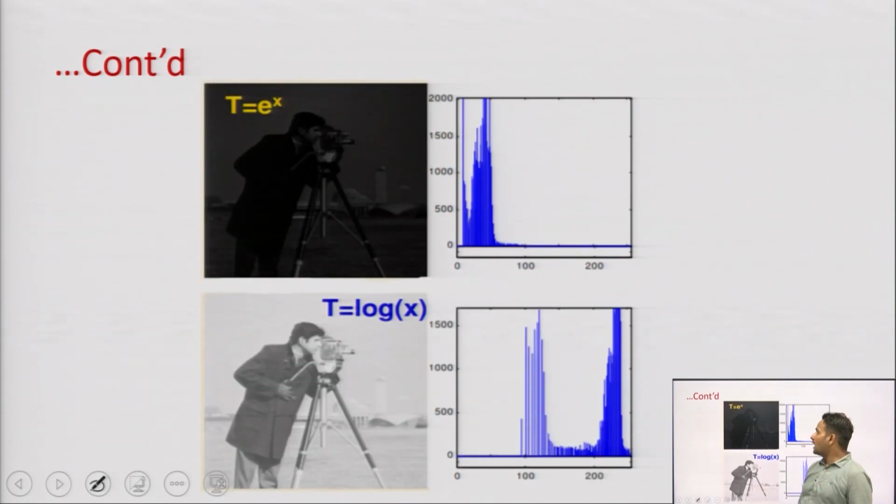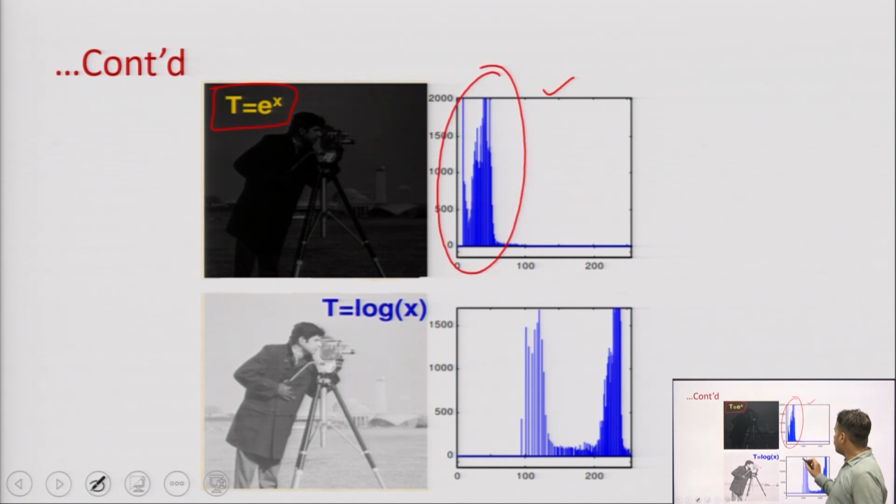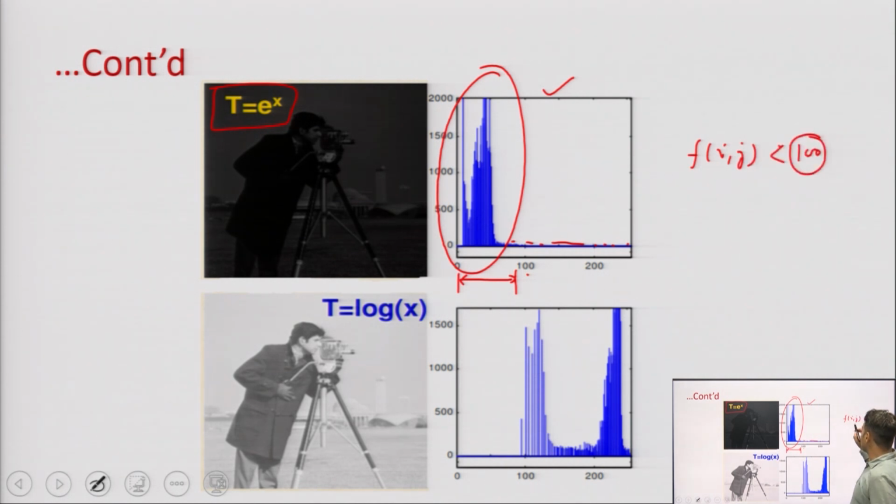Now, if we see another example, a nonlinear function t equal to e raised to power x, then your histogram looks like this, and you may observe that most of the pixels hold values from 0 to 100 only. Very few pixels hold other kinds of values. So most of the pixels, where f of i, j is less than 100, hold values of about 100.